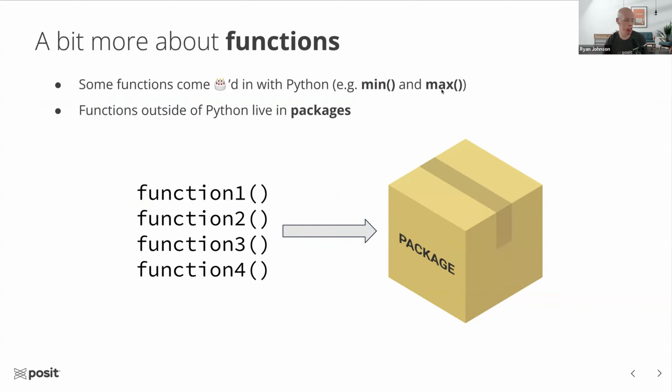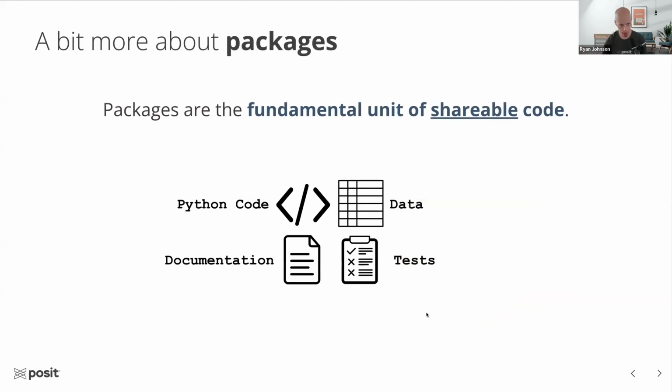So min function and also things like the max function. But similar to R, in Python, many functions that you'll use for your data science work will be living outside of the Python language, typically within a package or a module. And it's very common for packages to have 1, 4, 10, 1,000, multiple functions all within a single package.